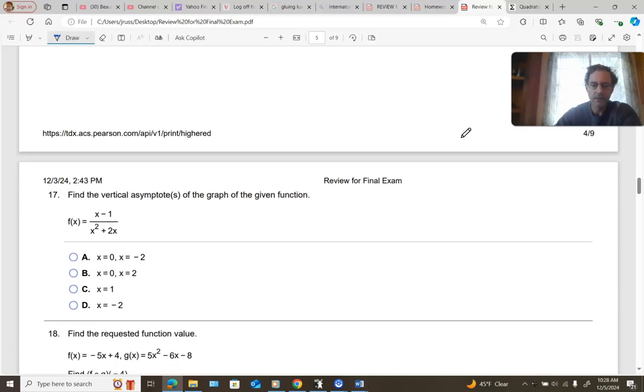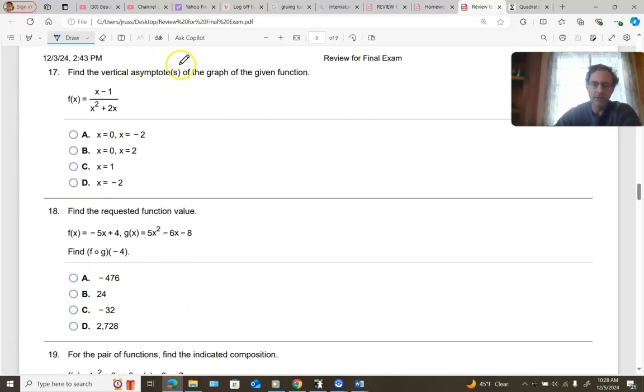All right. Number 17, it says find the vertical asymptotes. Well, the vertical asymptotes come from what makes the denominator 0 after the function's been simplified. Okay, so if you remember back when we did this, what we did was we simplified this function by factoring both the numerator and the denominator. Well, the numerator cannot be factored, but the denominator can. Both of those terms have an x in common, so if I take out that x, that'll leave me with x plus 2.